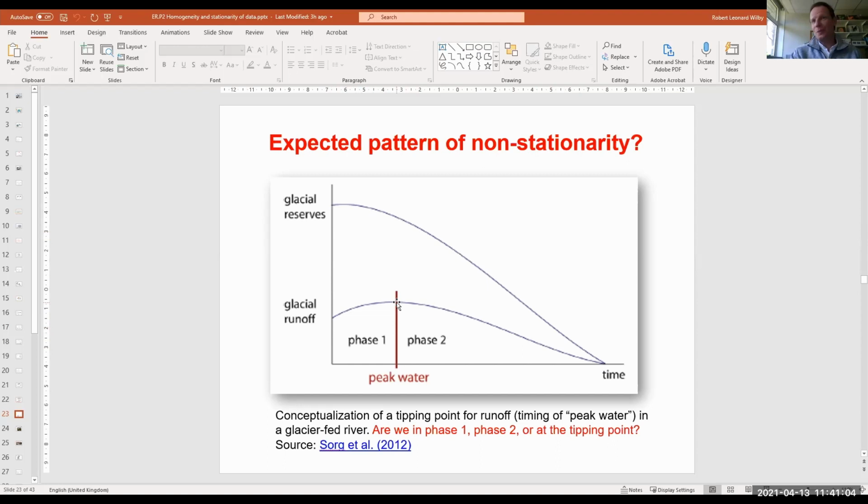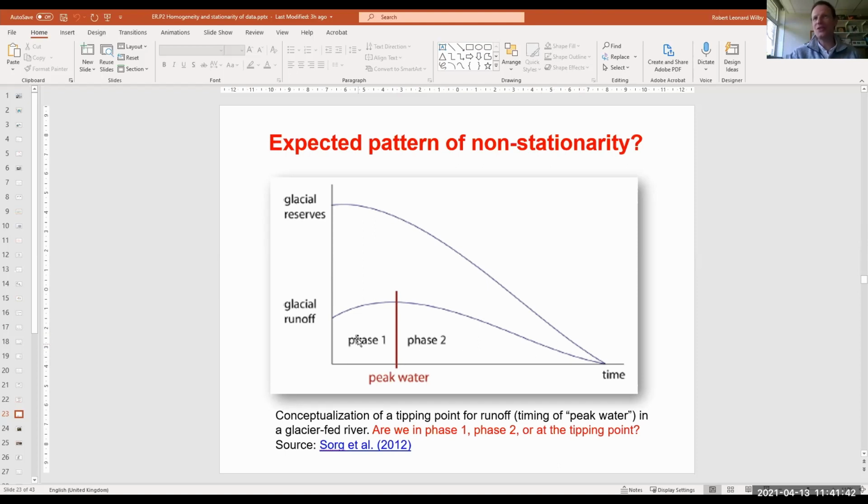Have we reached peak water? Has the amount of meltwater from the glaciers reached the maximum? So are we looking at non-stationary behavior following an upward trajectory? Still, are we still in phase one? Are we perhaps at the turning point where our expectation now is that the time series should show a flattening of glacial runoff? Or have we entered phase two, where glaciers are now so much in retreat that the meltwater is expected to fall away?